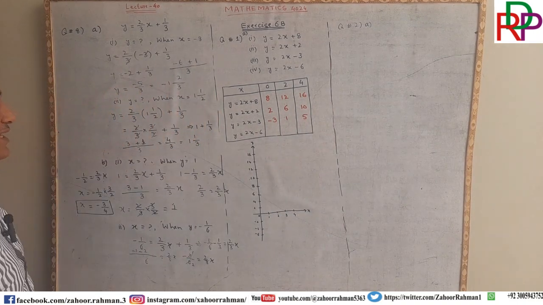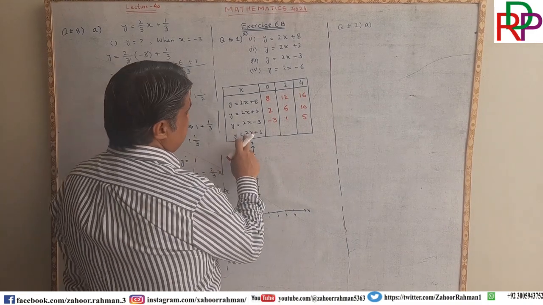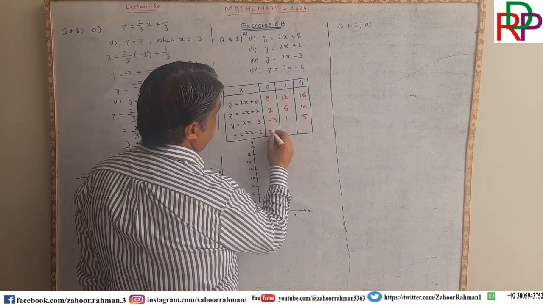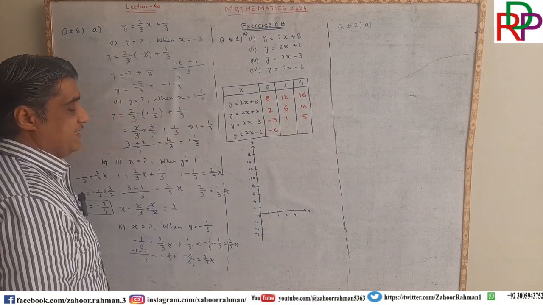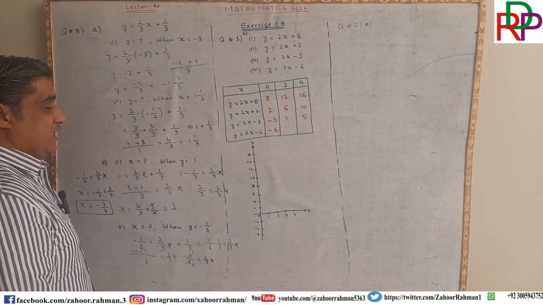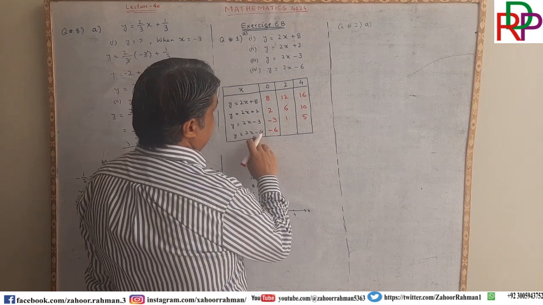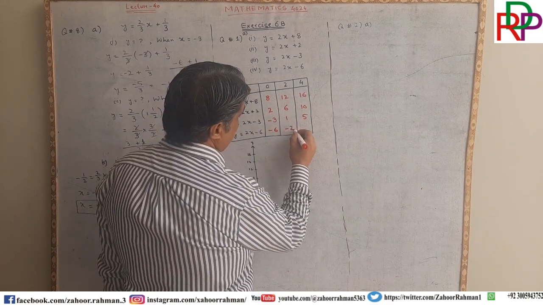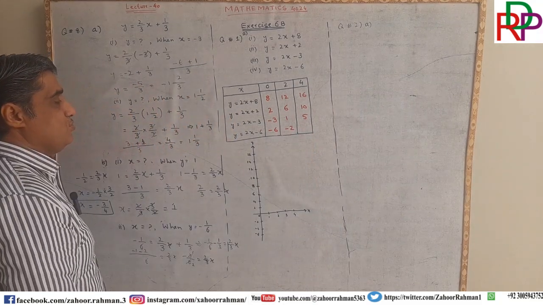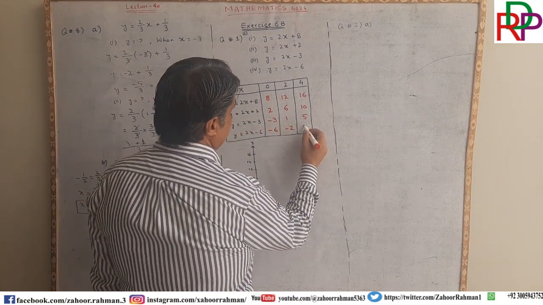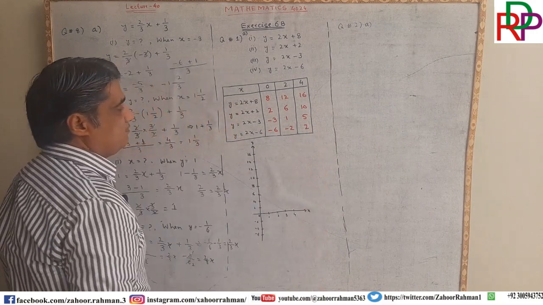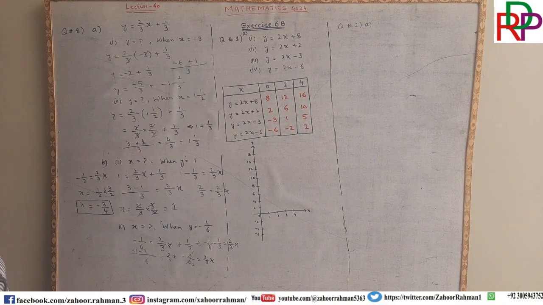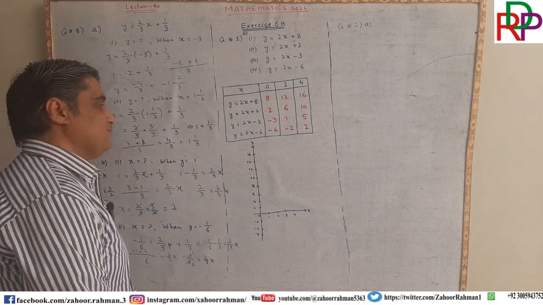Now the final equation they have given us, y is equal to 2x minus 6. 2 zeros are 0 and that will be minus 6. Here 2 twos are 4 and 4 minus 6 will be equal to minus 2. 2 fours are 8 and that will be equal to 2. Now we have completed the table. Our second job is to draw these graphs on the line.